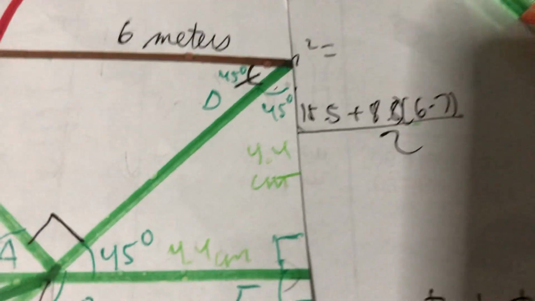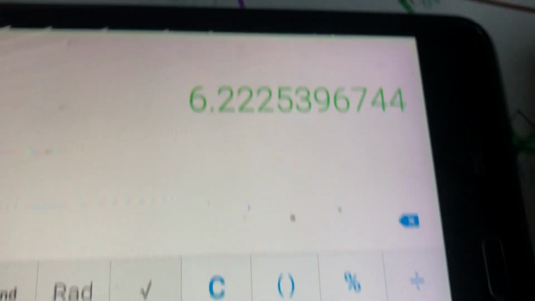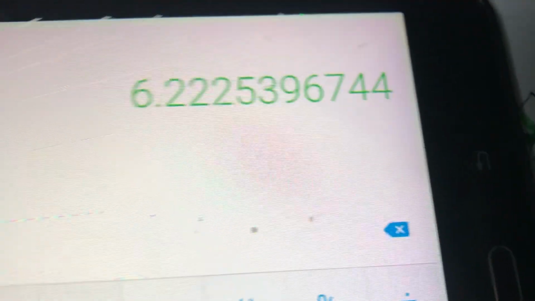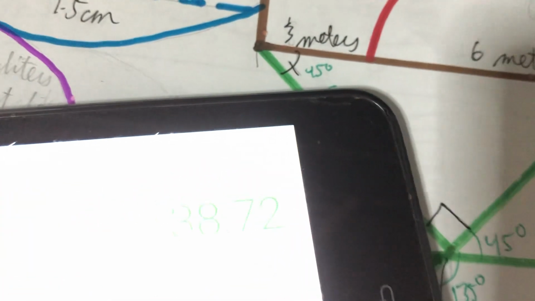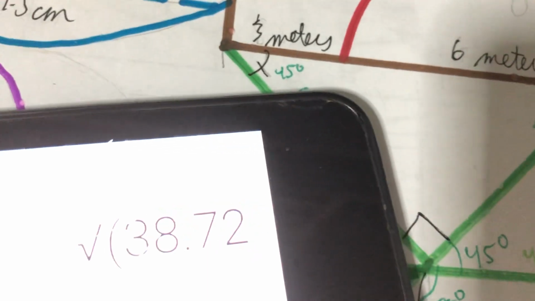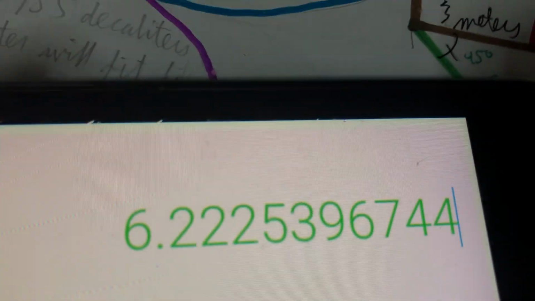Now this one must be 4.4 times the square root of 2. Okay? If I use a calculator, it would go like this: 4.4 times the square root of 2, you should get 6.222 something. If we used the Pythagorean theorem, we should get something like this. Then we take the square root of this. We still get the same answer of 6.222 something.